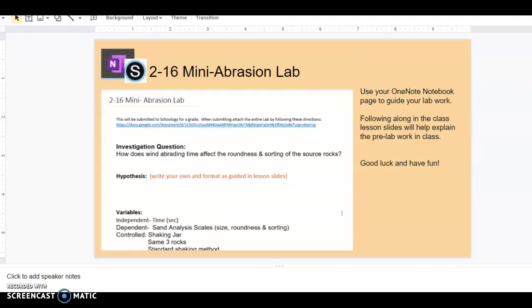For the lab, you are going to open up your OneNote notebook and make sure you are on page 216. I have written down lots of the chunks for you. So the investigation question: how does the wind abrading time affect the roundness and the sorting of the source rocks? The source rocks are the 3 rocks that you put in your shaker. Now, in your OneNote notebook, I want you to write a hypothesis.